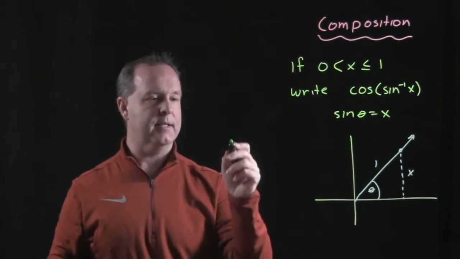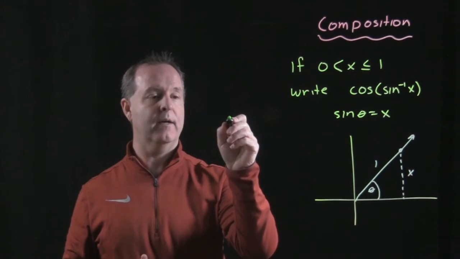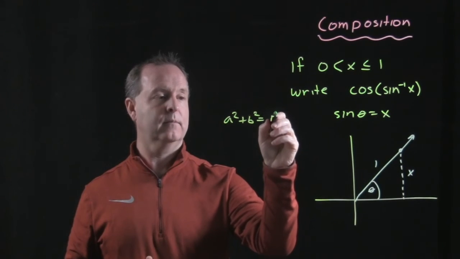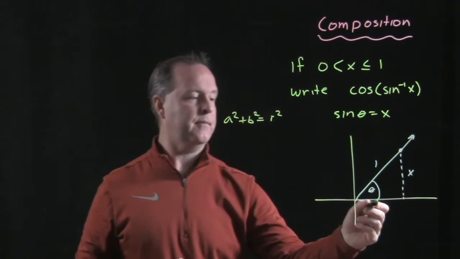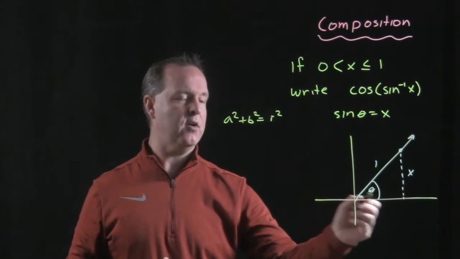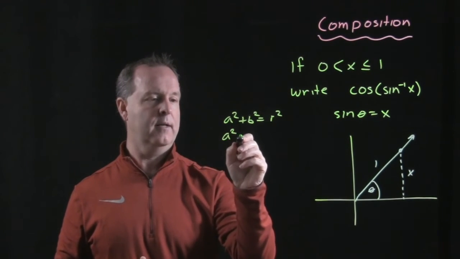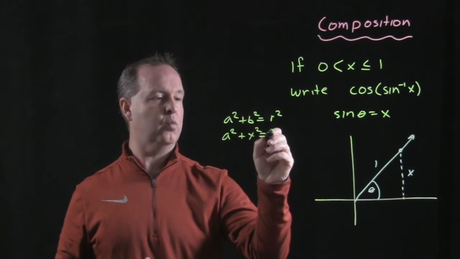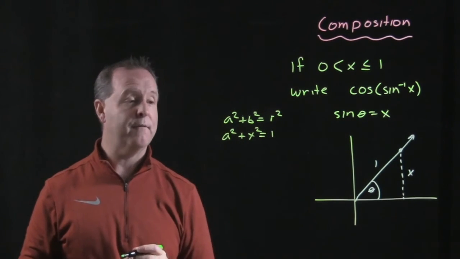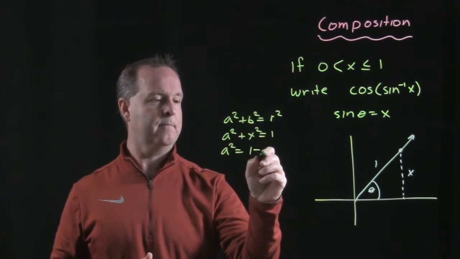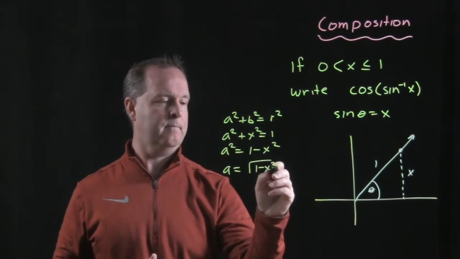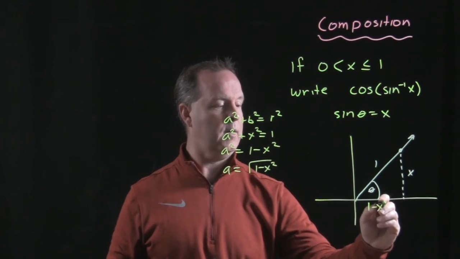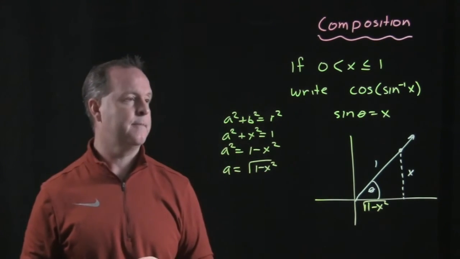We can figure that out because, again, we remember that a squared plus b squared equals my radius squared. A, I don't know. I'm going to let that represent my value of my x right there. So I have a squared plus the other side squared, which is an x, equals 1 squared, which is a 1. Solve that for a. So the other part of the triangle in this acute triangle is the square root of 1 minus x squared.